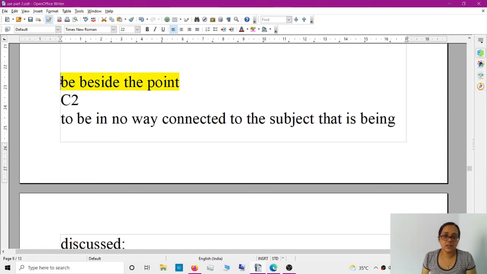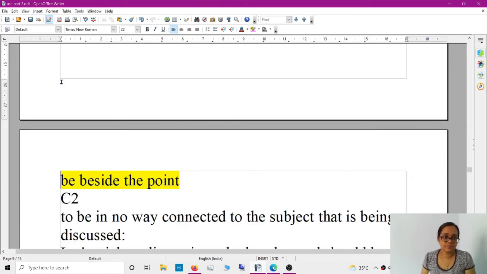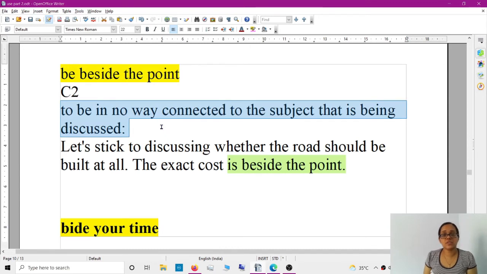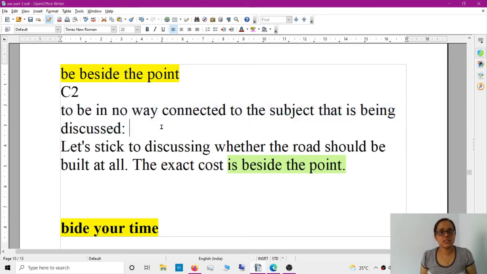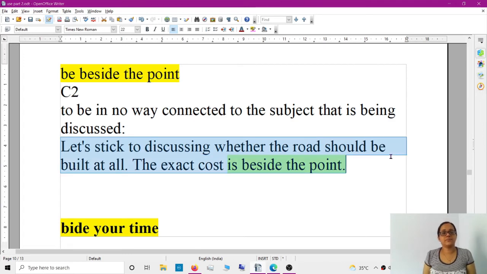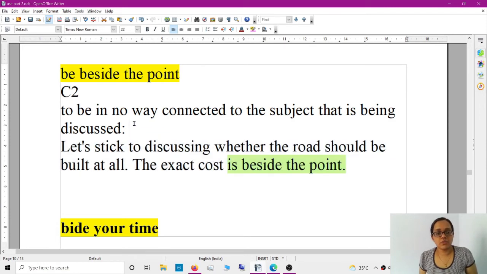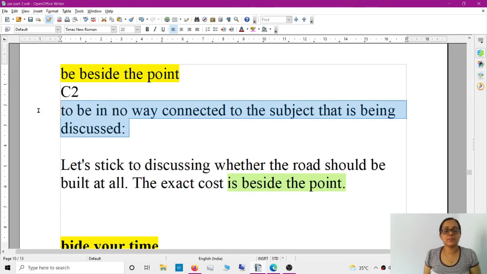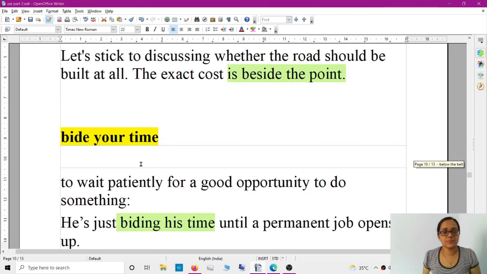Be beside the point means to be in no way connected to the subject that is being discussed. Let's stick to discussing whether the road should be built at all. The exact cause is beside the point. Beside the point means to be in no way connected to the subject that is being discussed.